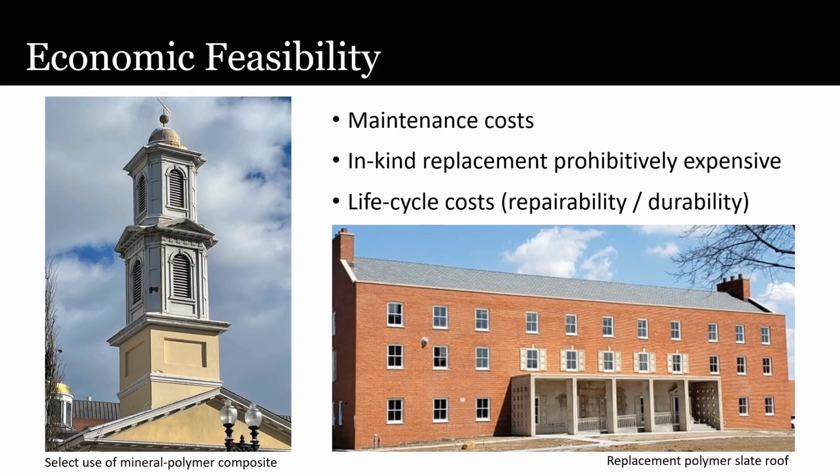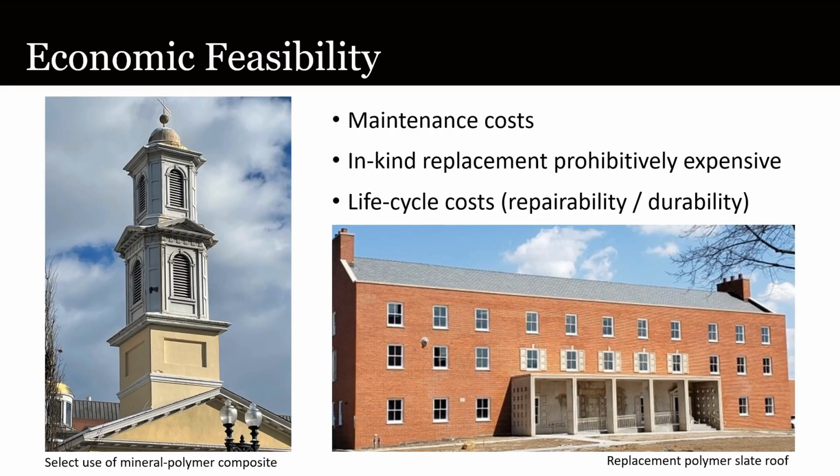Another factor of feasibility can be when an in-kind replacement material is found to be prohibitively expensive. In this instance, it may be reasonable to consider a substitute that offers an alternative and is a good visual and physical match. The example on the right is a 1930s nurses' dormitory as part of a larger hospital complex.